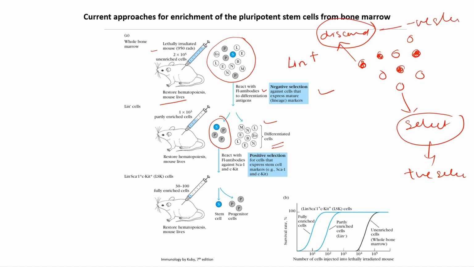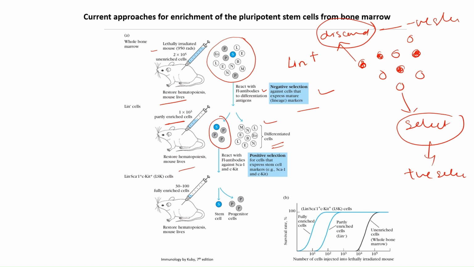So here we want stem cell and precursor cells. But how are we selecting stem cell? Not by picking up the stem cell, but by discarding other cells. So such selection is known as negative selection. So we separated them. Again, when we injected the remaining cells in the mouse, the mouse restored hematopoiesis and it survived.